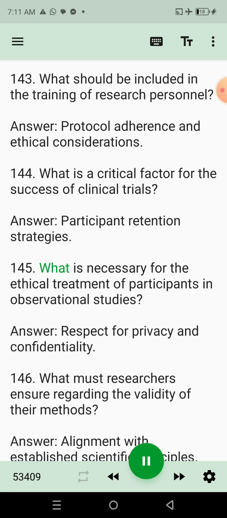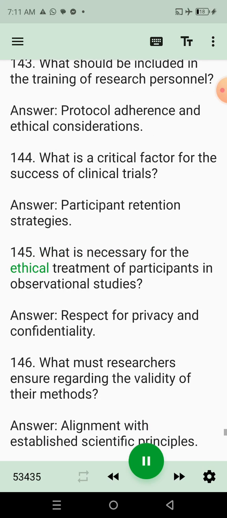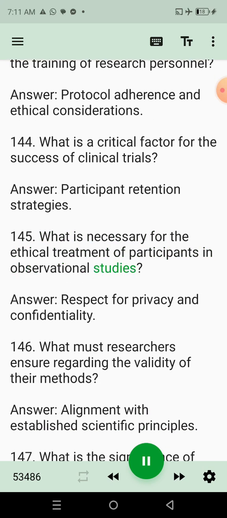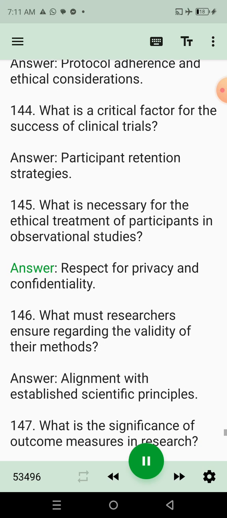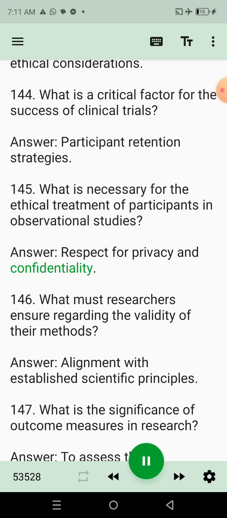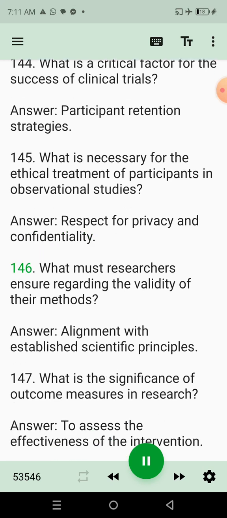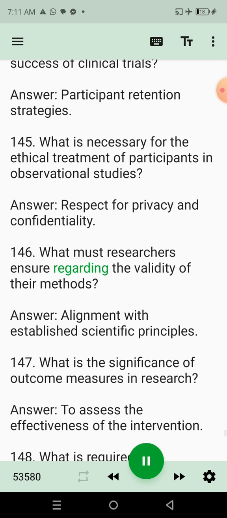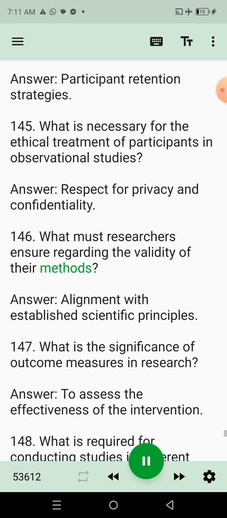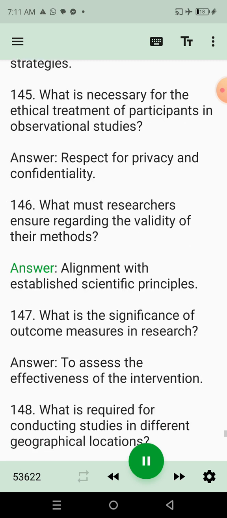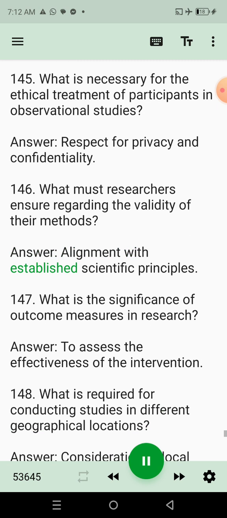145. What is necessary for the ethical treatment of participants in observational studies? Answer: Respect for privacy and confidentiality. 146. What must researchers ensure regarding the validity of their methods? Answer: Alignment with established scientific principles.